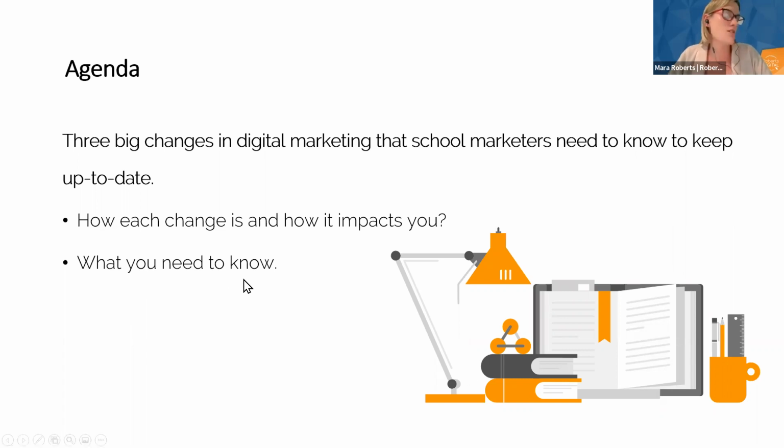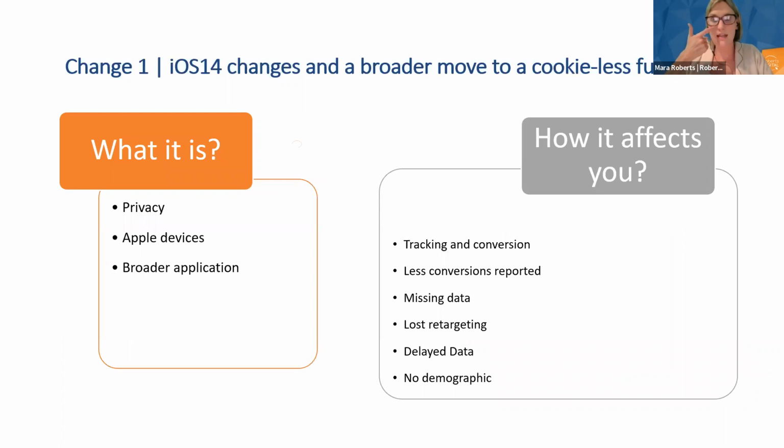Okay, so the first big change that everyone is talking about is the new iOS 14 update, which happened last year, so it's not that new, but also the broader move to a cookie-less future. What the iOS 14 update did is Apple made it a default option to opt out of tracking using cookies. So what this meant is that anyone who updates, if they're not aware of the settings, will automatically be opted out of audiences and cookies.